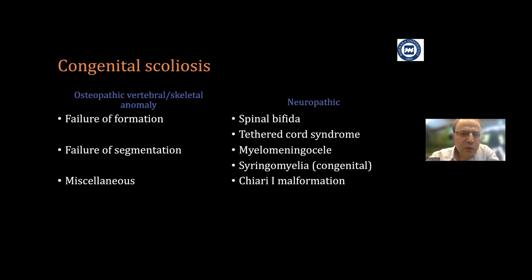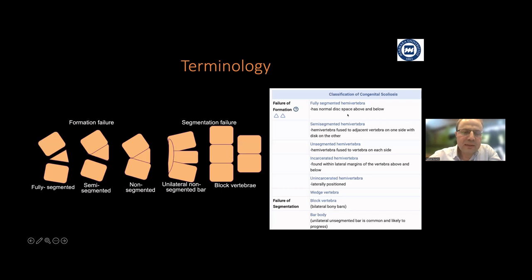And when we look at the congenital scoliosis etiologies and pathologies again, some of the pathologies occur from the osteopathic vertebra, and some occur from neuropathic pathologies. Osteopathic vertebral and skeletal anomalies are failure of formation, failure of segmentation, and mixed. We will talk about this again. And neuropathic ones are spina bifida, tethered cord syndrome, myelomeningocele, syringomyelia, and Chiari-1 malformations. And this is the terminology.